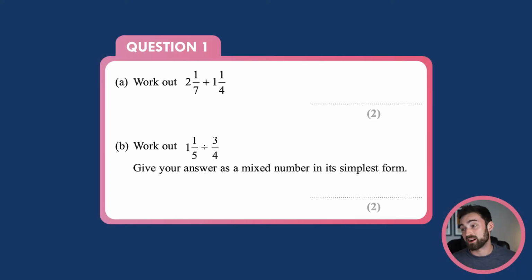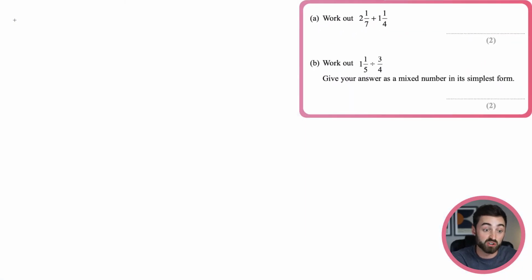So it says work out 2 1/7 plus 1 1/4. So it's pretty simple. It's mixed numbers, isn't it? Now, the hard thing is adding up these fractions, right? Because there's no common denominator here. So, essentially, 2 1/7 basically means 2 plus 1/7. That's what it is. So then I'm adding that to 1 1/4, which is 1 plus 1/4.